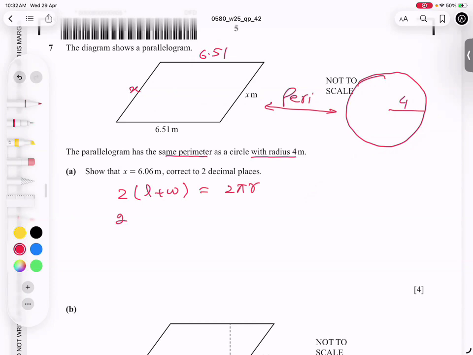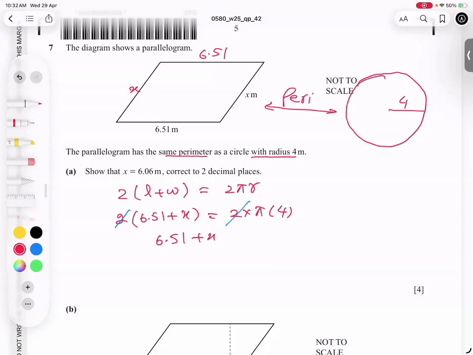I plug in the values. Length is 6.51 and width is x. And here 2 into pi into r, which is 4. There's a 2 on both sides because these 2 will divide and cancel out. I can cancel this way. So here I got 6.51.